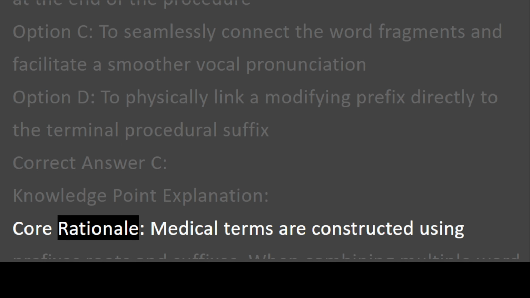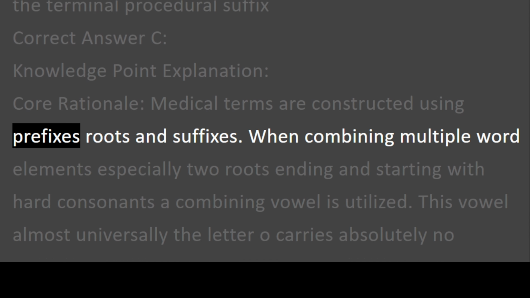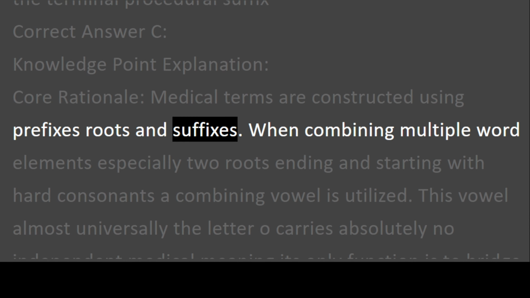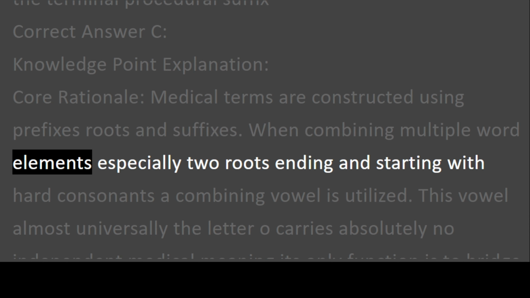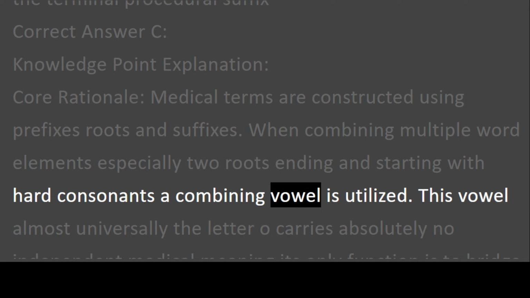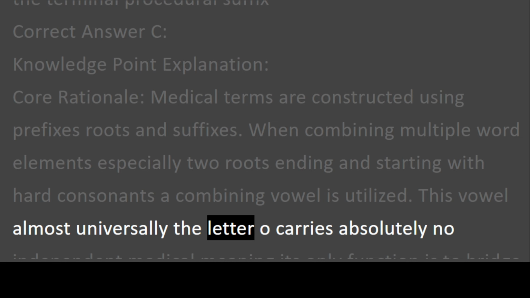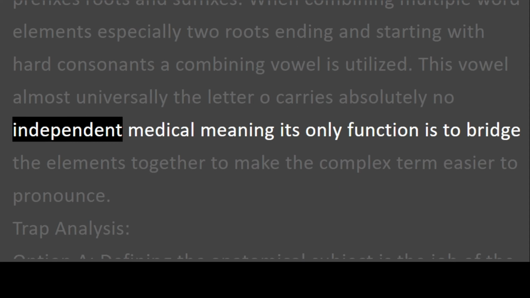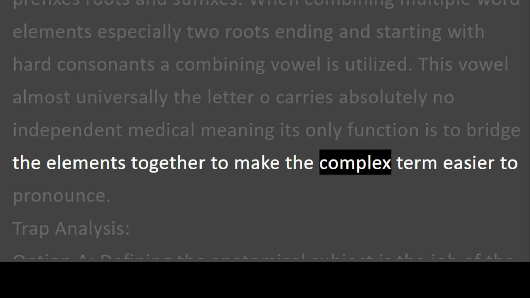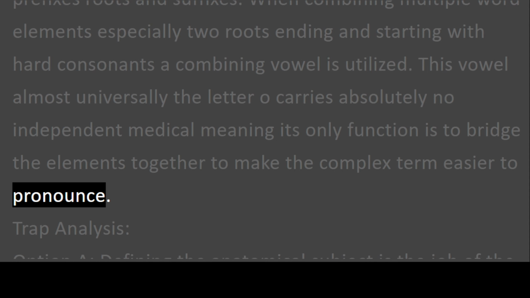Core rationale. Medical terms are constructed using prefixes, roots, and suffixes. When combining multiple word elements, especially two roots ending and starting with hard consonants, a combining vowel is utilized. This vowel, almost universally the letter O, carries absolutely no independent medical meaning. Its only function is to bridge the elements together to make the complex term easier to pronounce.